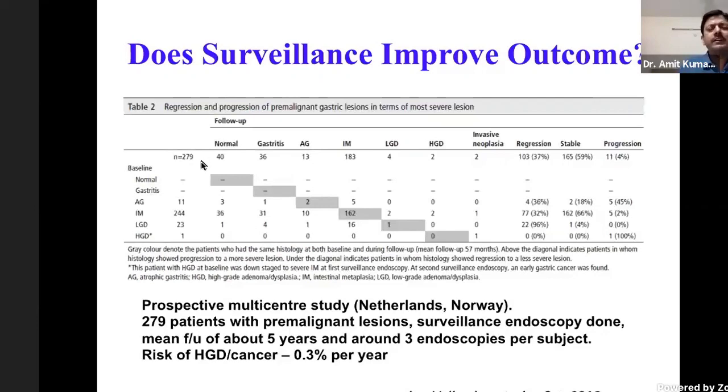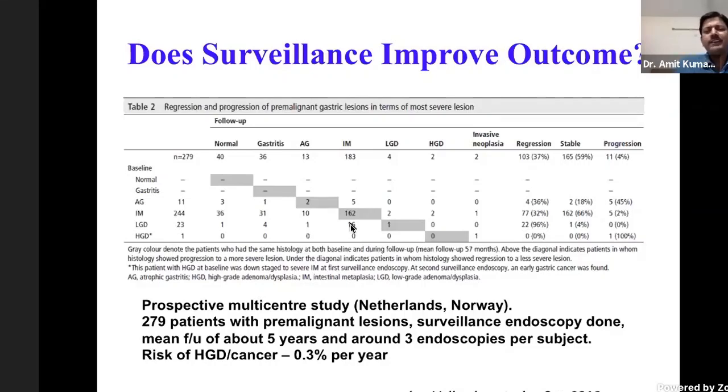More recently, a much larger multi-center study from Norway and Netherlands has again been published in Gut. This again included different types of gastric pre-neoplastic lesions and normal mucosa as well. But out of the 279 patients, 183 had intestinal metaplasia at baseline. These patients were followed up for an average of about 5 years, and they had an average of about 3 endoscopies per subject. During follow-up among these 183 patients, 162 continued to have metaplasia. In 5, it regressed to atrophy, with no metaplasia on follow-up. But in 16 patients, it progressed to low-grade dysplasia.